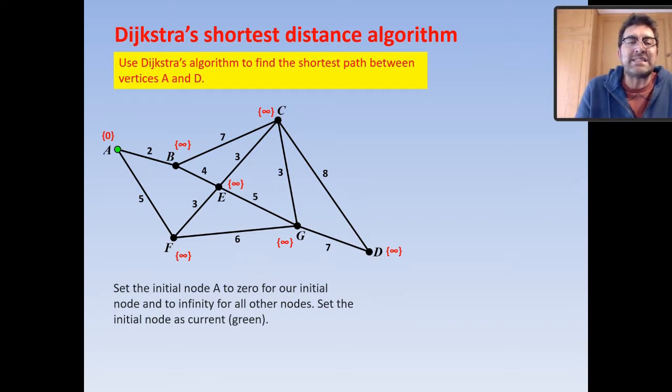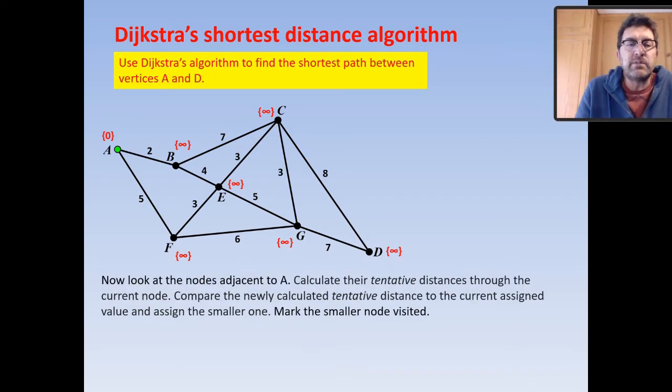Now we look at its neighbors, which are B and F, the nodes that are adjacent to A. We calculate their tentative distances through node A, compare the newly calculated tentative distances to the current assigned value, and assign the smallest one. At B and F there's infinity, so certainly everything we are going to see on the graph is going to be smaller than that. The distance from A to B was 2, so I record a 2 at B, and I record a 5 at F.